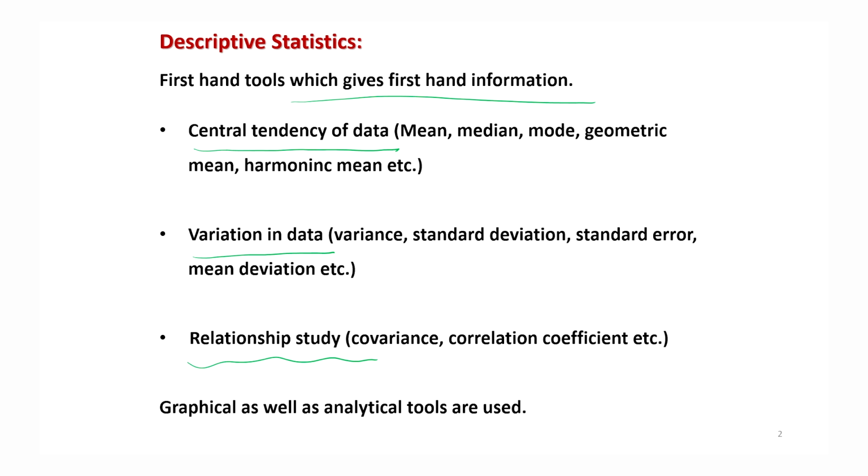For example, in order to understand the central tendency of the data, we try to use different statistical measures like arithmetic mean, or commonly called mean, median, mode, geometric mean, harmonic mean, etc. In order to understand the variation in the data, we use different statistical tools like variance, standard deviation, standard error, mean deviation, etc. And similarly, to understand the nature of the relationship existing in data among different variables, we use the concept of covariance, correlation coefficient, etc.